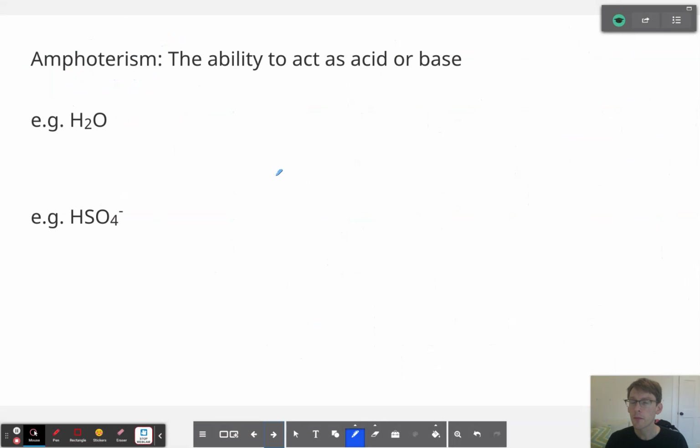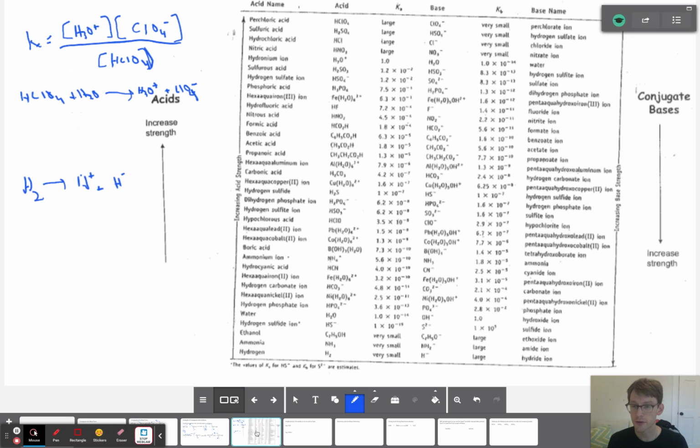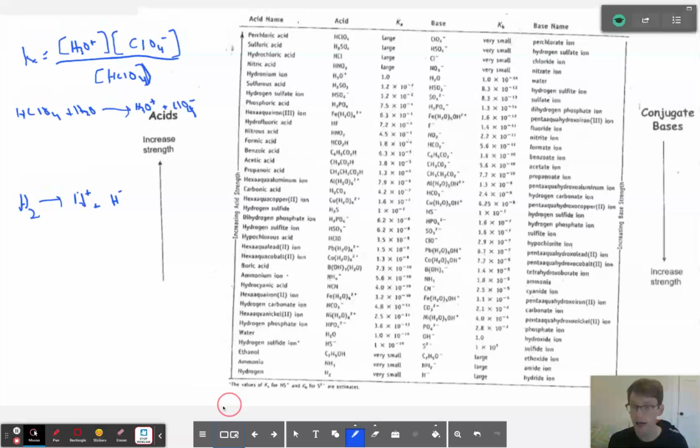So moving forward, one last thing, there's the concept of amphoterism, and this is the ability for something to act as an acid or a base. If you look at H2O, H2O can act as both an acid and a base.